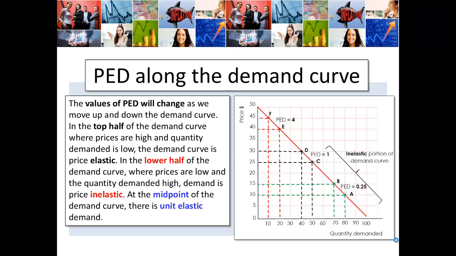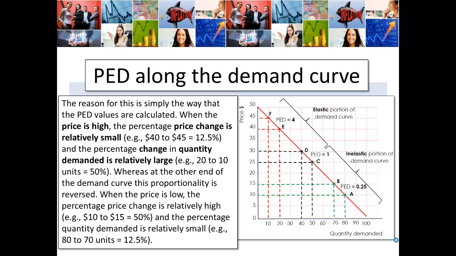So the bottom half is the inelastic portion of the demand curve, and the top half of the demand curve is the elastic part. It's simply the way price elasticity of demand values are calculated. Price changes are relatively small at the top half of the curve, and the change in quantity demanded is relatively large, because we're talking percentages, where at the other end, it's the opposite.